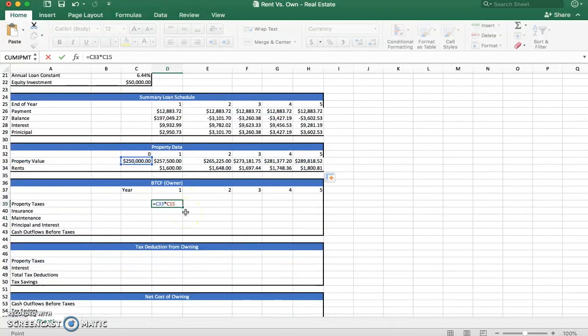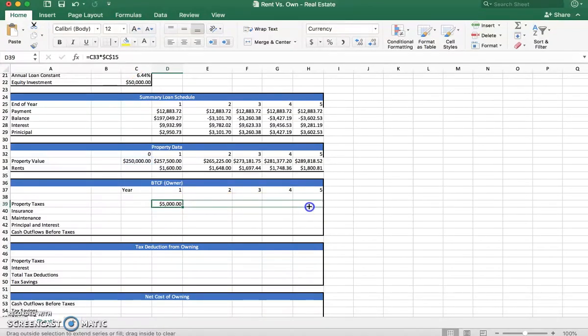Perfect. All right, so we want to enter that. I'm going to go in here and lock this quantity down so we can pull across. Right, and we'll do that through year 5, get all of our numbers. Perfect. All right, so insurance, we're going to pull the given insurance from the property info, and then during the second year, we're going to have to include the expense growth rate.